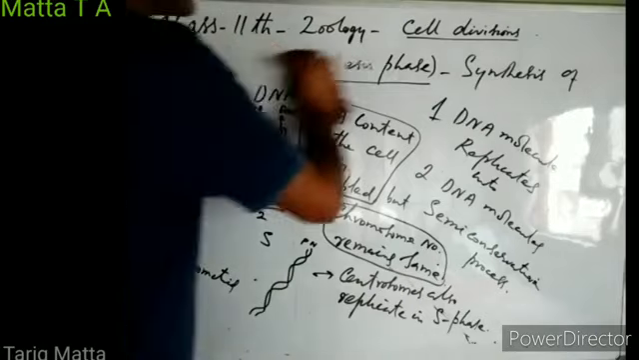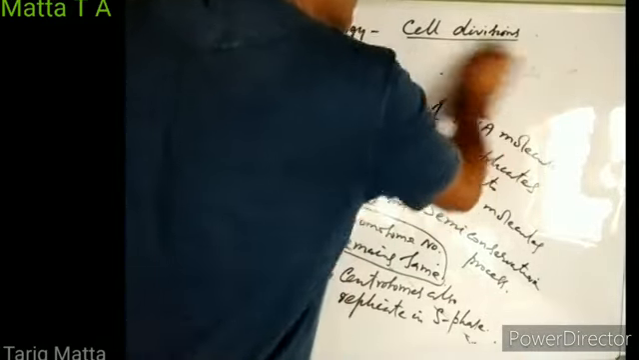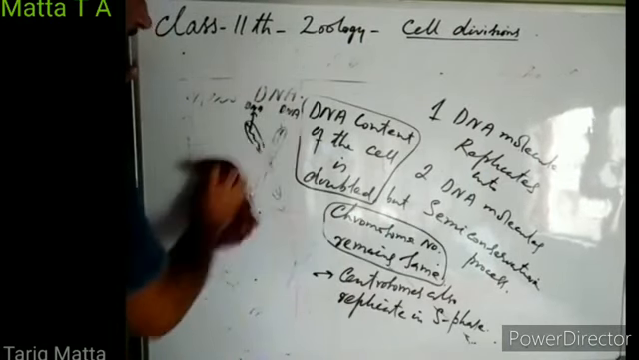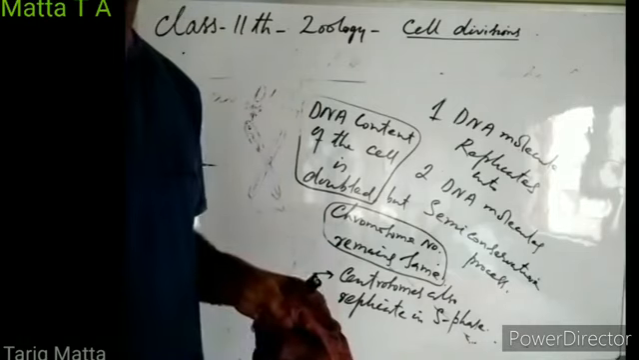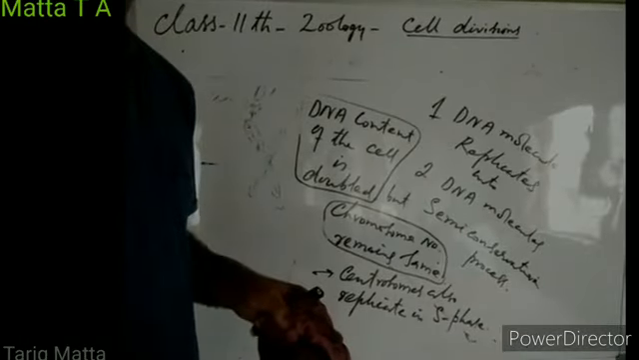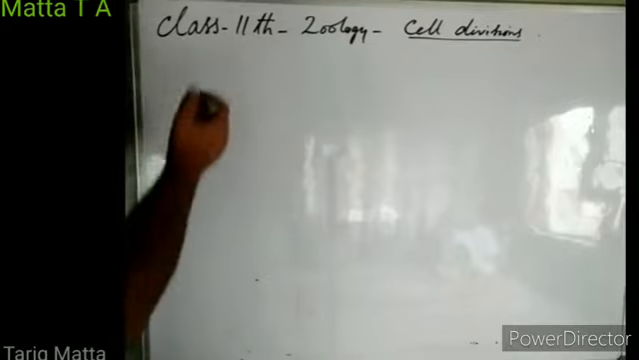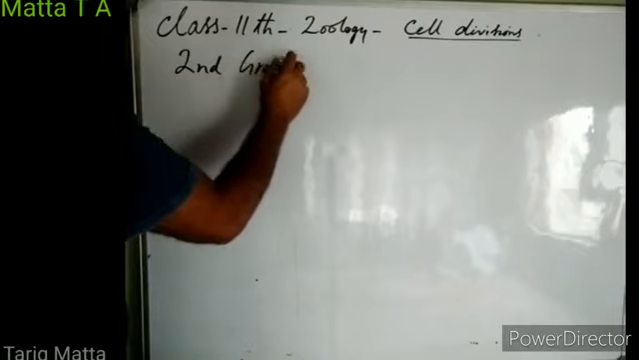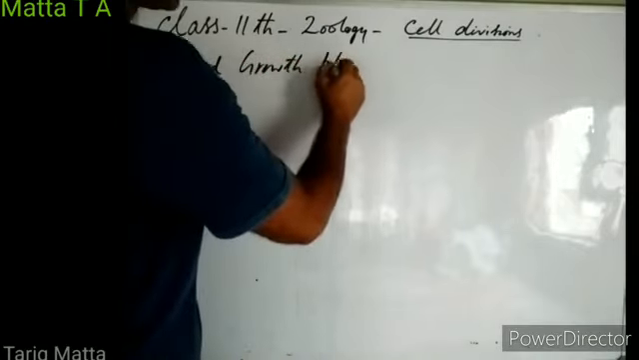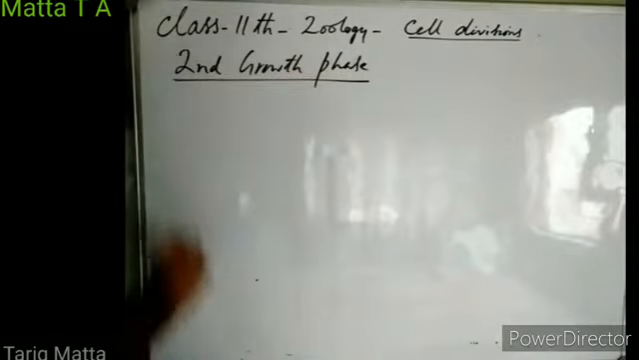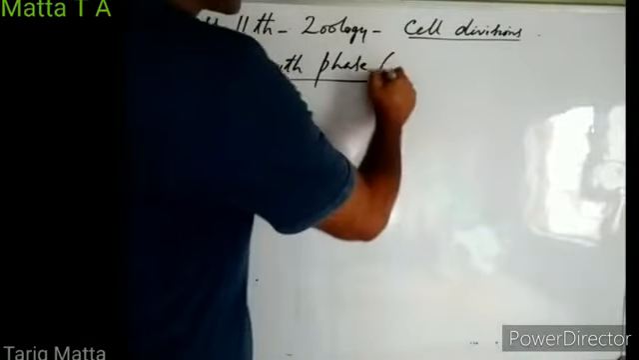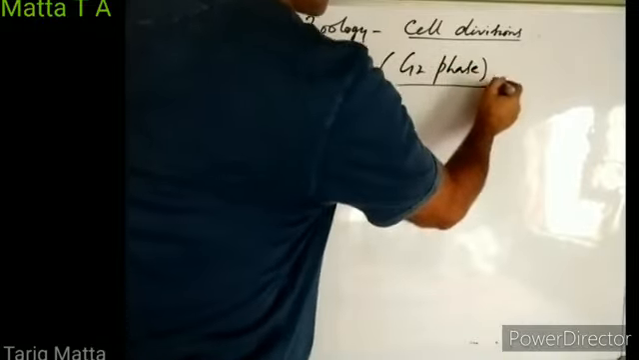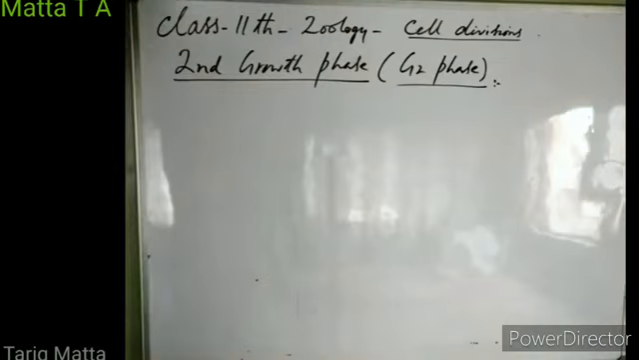Now from S phase, the cell goes into G2 phase. G2 phase is the second growth phase, or we call it simply G2 phase. So what happens in the second growth phase or G2 phase?